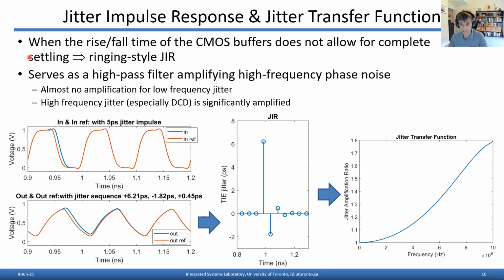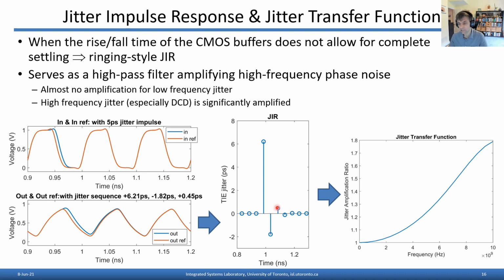Now, when the rise-fall time of the CMOS buffers doesn't allow for complete settling, that's when we get this ringing style of jitter impulse response that we saw previously. So here, a 5 picosecond input jitter impulse results in even more than 5 picoseconds delay in the falling edge, and then we get an early edge and then a late edge and so on.